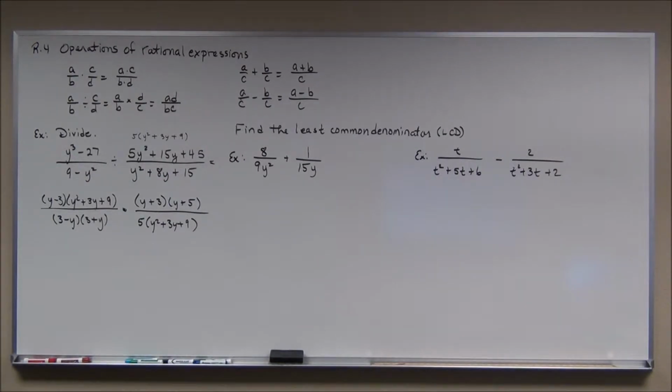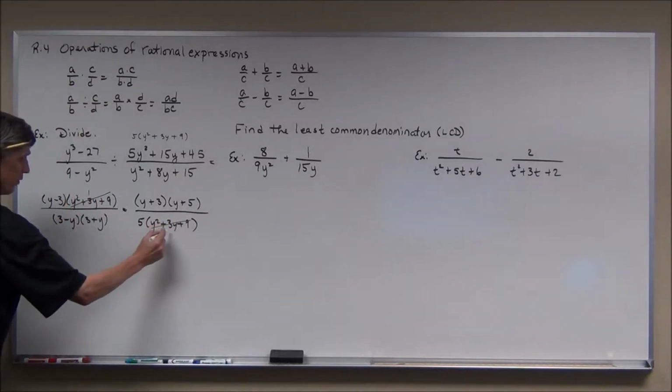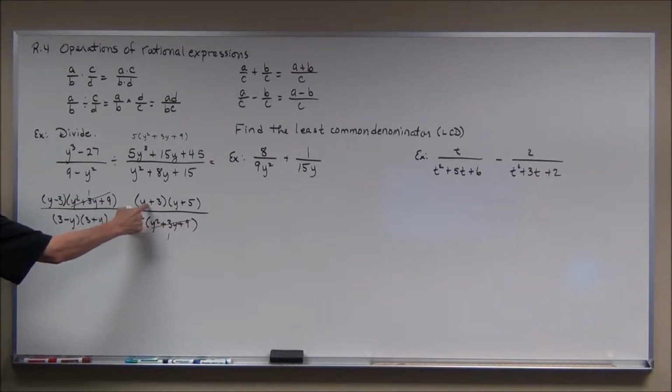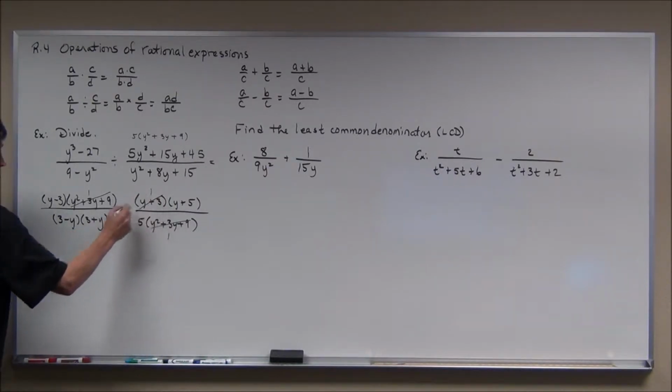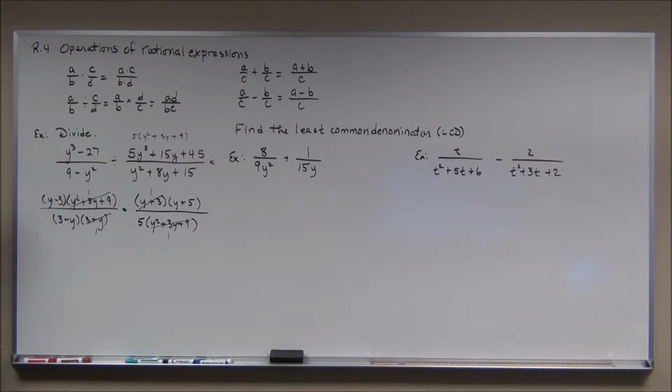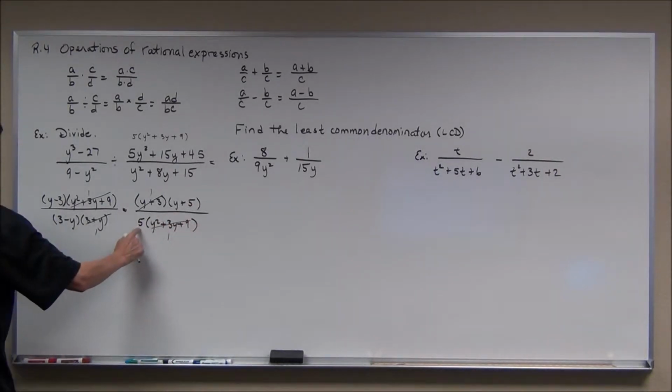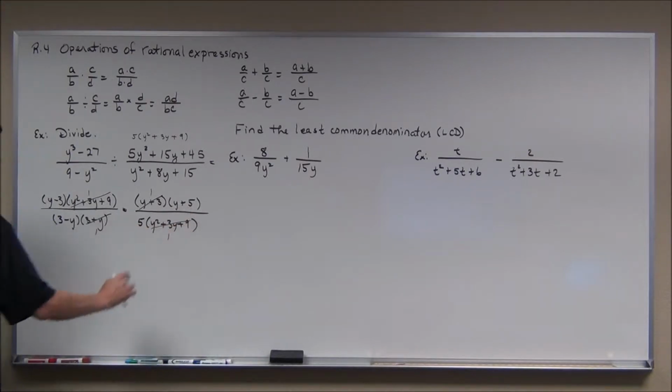But that's okay, because I see some common factors. I see this trinomial factor with this trinomial factor. I have a y plus 3 here, I have a 3 plus y here. These are the same thing, even though they're turned around, because we know addition is commutative, so I can go ahead and cancel those out. Now it doesn't look like it can cancel anything else, and I definitely cannot cancel the 5s. This 5 is a factor, but that 5 is a term.